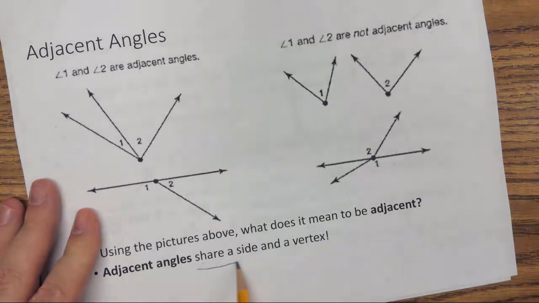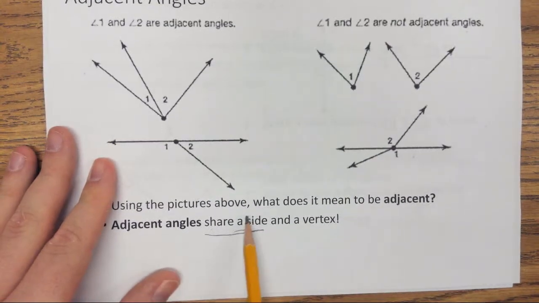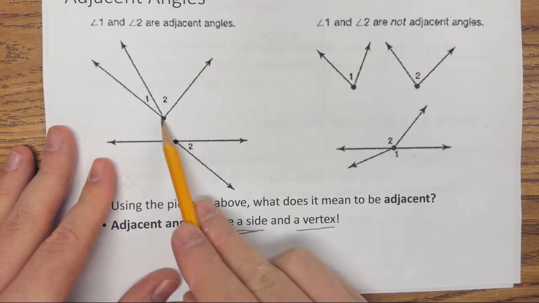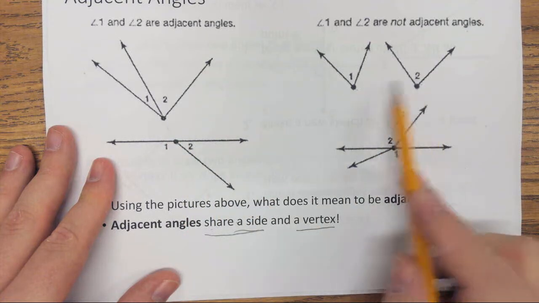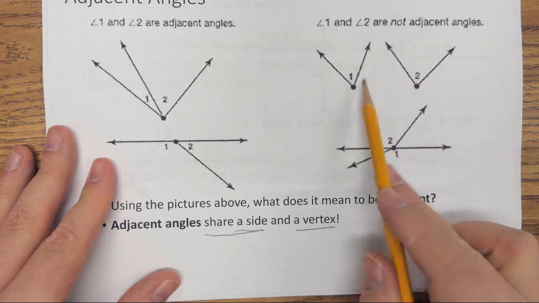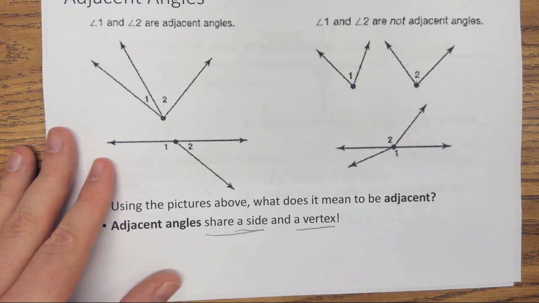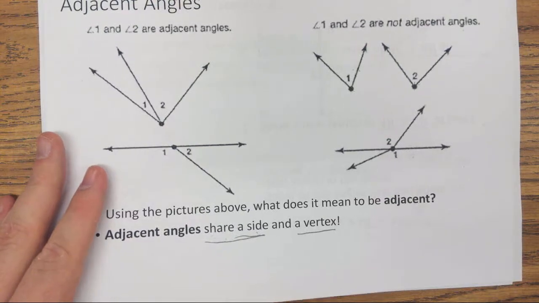They're not sharing a side. That's very important for adjacent angles. They have to share a side, and they have to share a vertex. Notice here, these are sharing vertices. These are not. They're separate. They're not sharing sides or vertices. So adjacent angles are angles that share a side and a vertex.